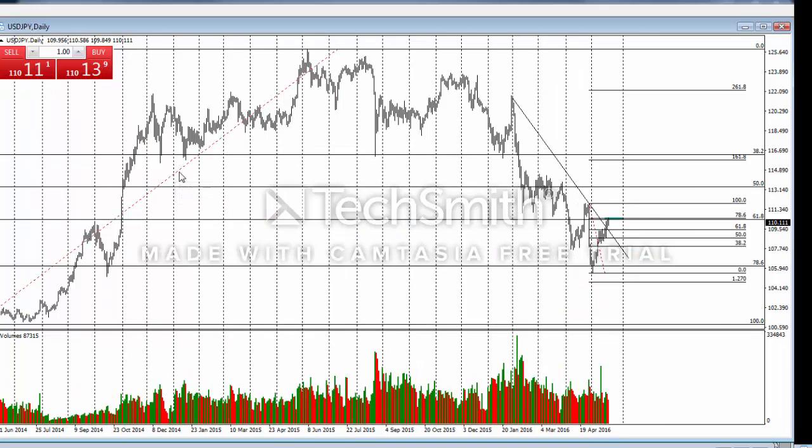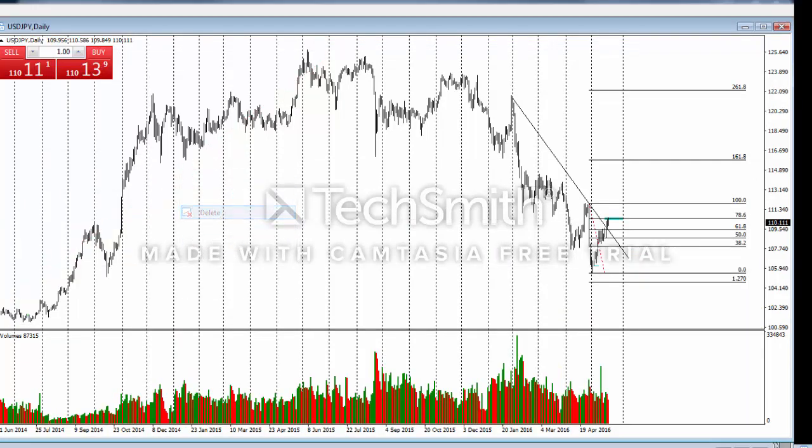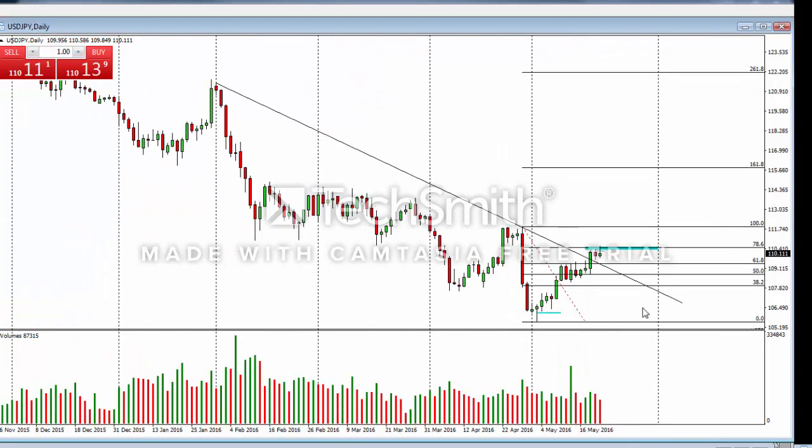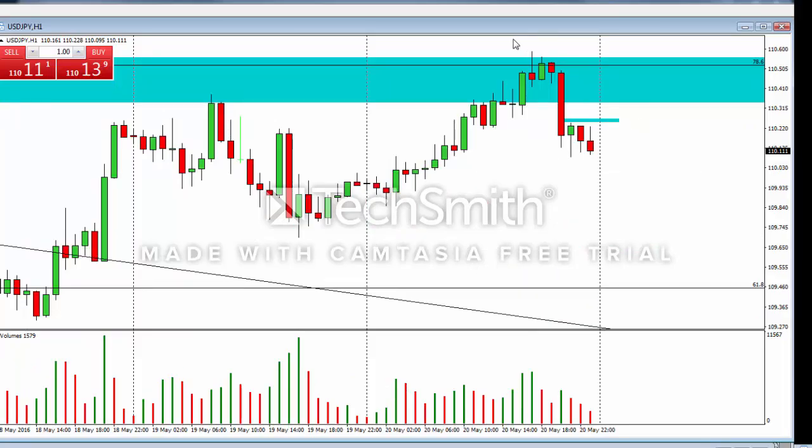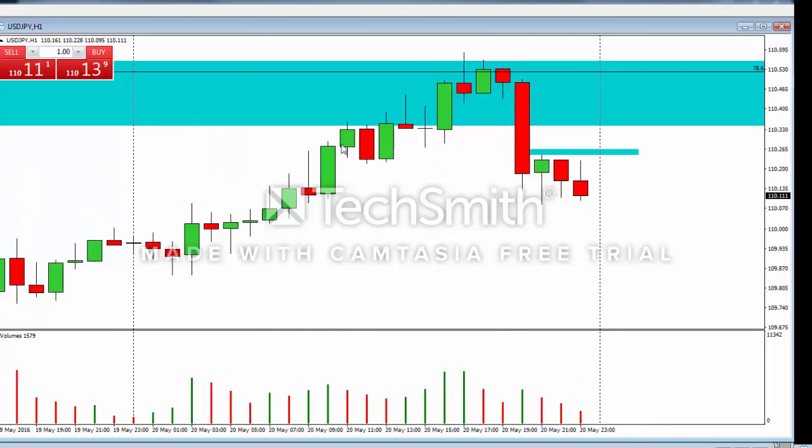We'll get rid of this one. You can see how well these 786 fibs actually hold. So we've got a nice rejection candle off the 786. Have a look down on the 1 hour chart. You're not going to be able to see this particularly well here. We may have to go down onto a 5-minute chart, but this is a decent level of rejection.